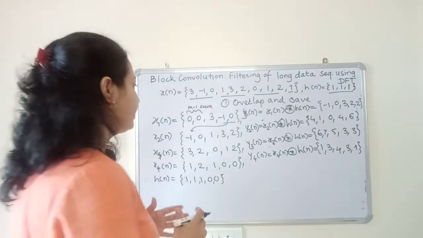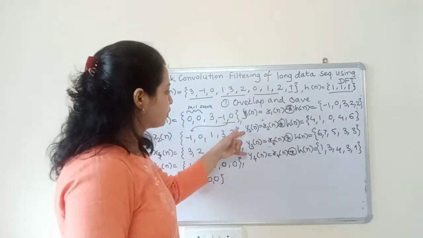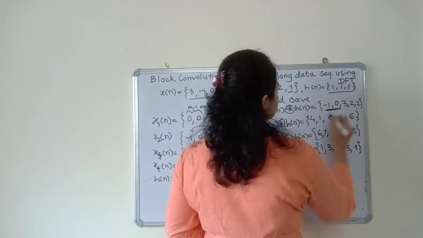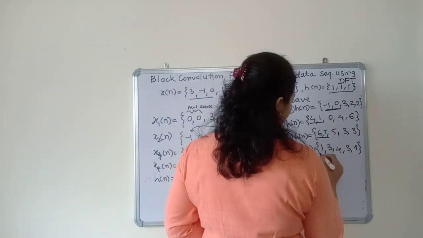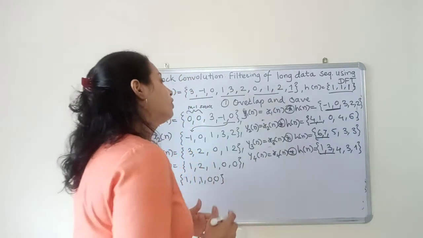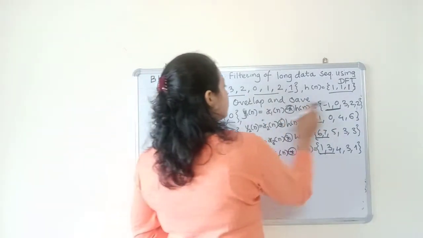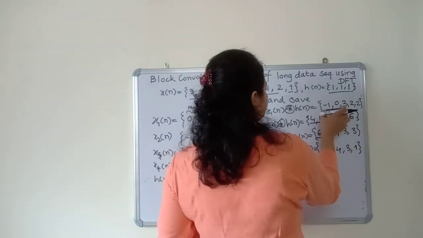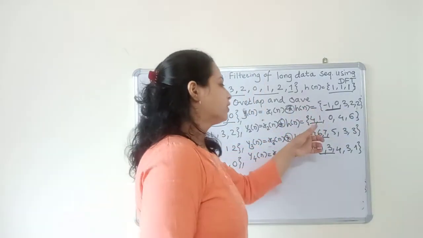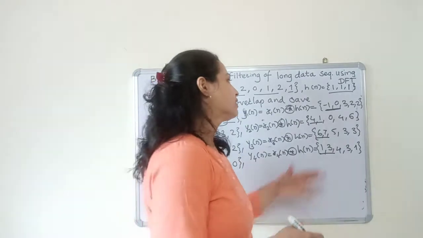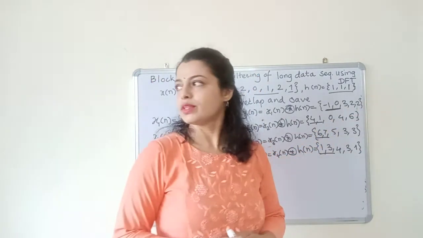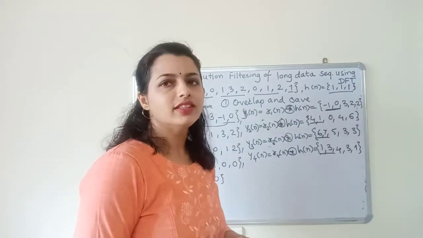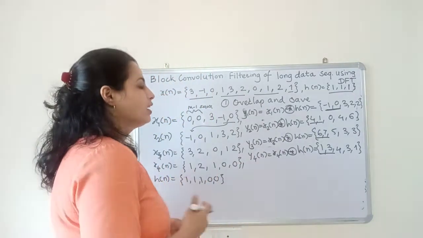So, to write the final output from these 4 sequences, we have to discard the first m minus 1 samples from each of the partial outputs. So you take only the last remaining samples, discarding these. We are discarding the first m minus 1 samples and saving the rest of the samples from each partial output. That's why this method is called the overlap and save method.